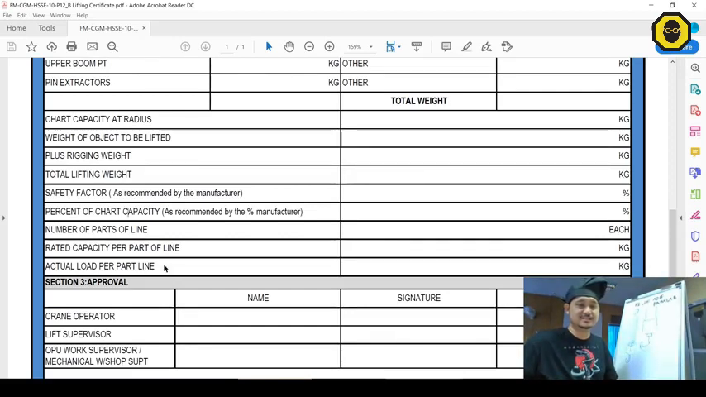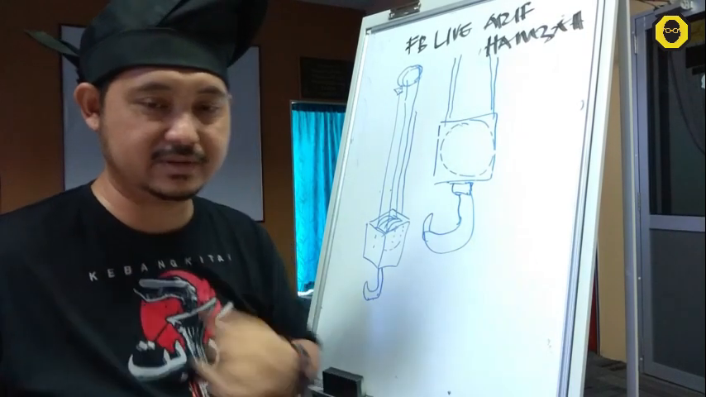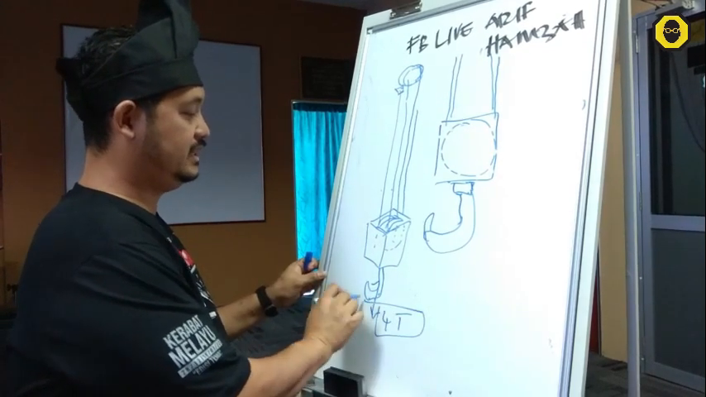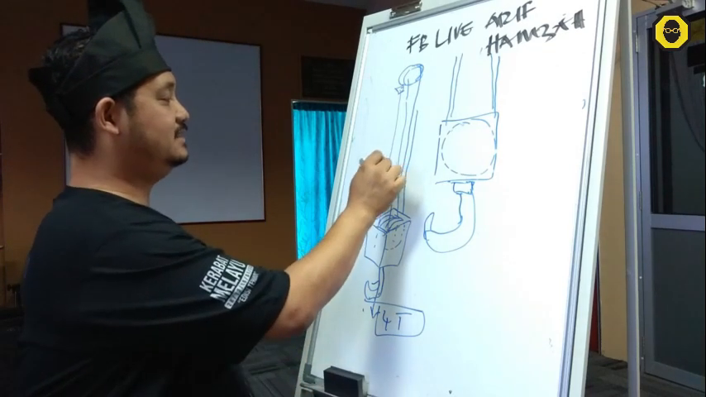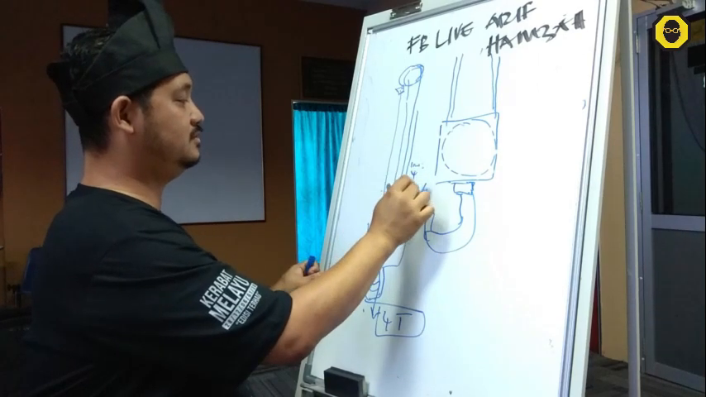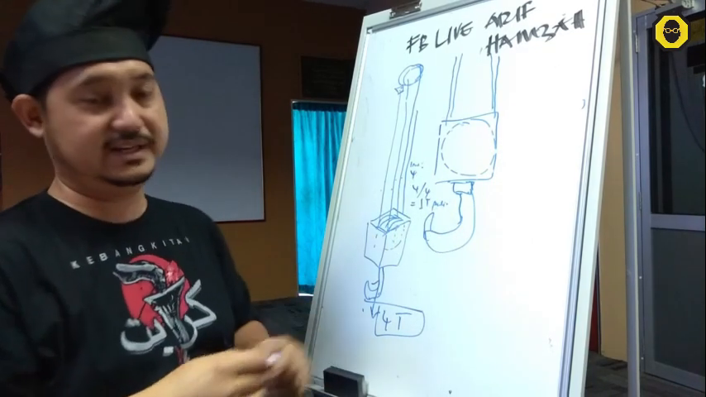Actual load per part, you have to divide the weight, the load. You got 4 parts, divide over 4. Got 5 parts or 5 lines, 5 drops, divide over 5. So we know how much load per part, per fall. Here, it lifts up to 4 ton. So each line, with 4 lines, 4 over 4 is 1 ton per line. That is what has been here.